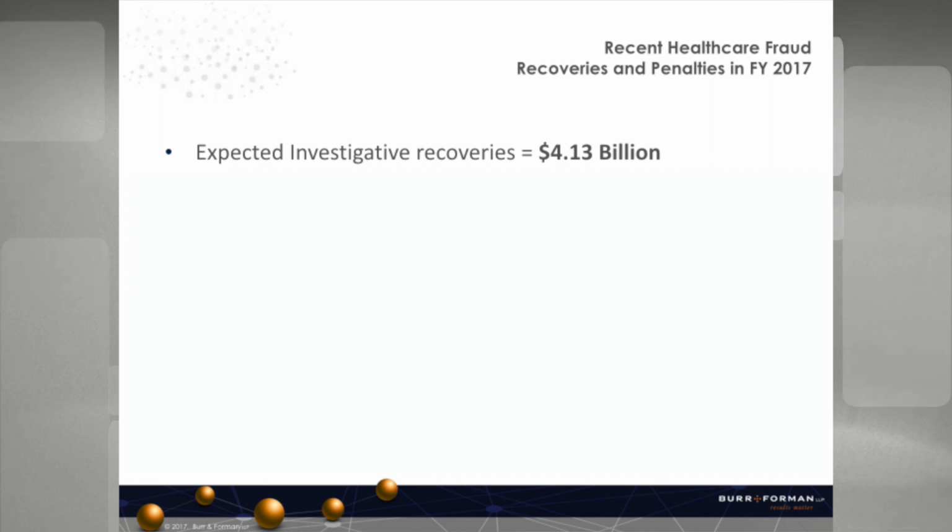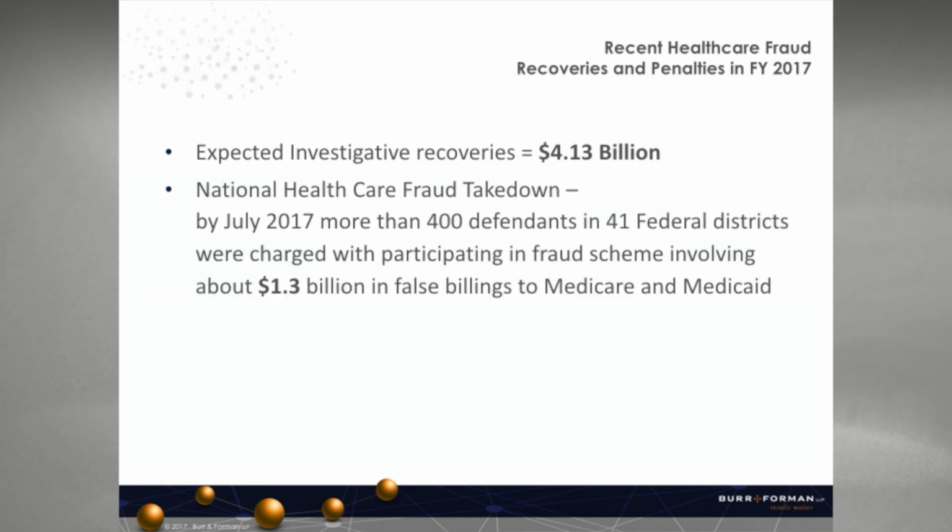Along those lines, I want to talk a little bit about some of the recent recoveries that the United States received in 2017. According to the government's website, recent healthcare fraud recoveries and penalties in fiscal year 2017 include things such as expected investigative recoveries of about $4.1 billion, and that's with a B. Additionally, the National Healthcare Fraud Takedown, which was a program established by the United States, as of July 2017, more than 400 defendants in 41 federal districts were charged with participating in fraud schemes involving about $1.3 billion in false billings to Medicare and Medicaid.